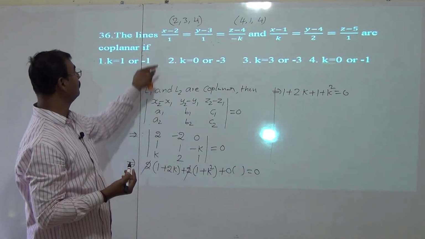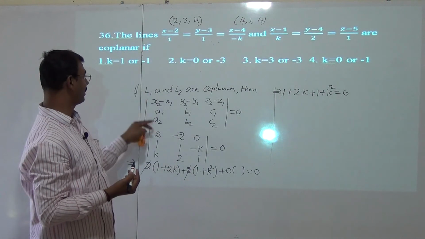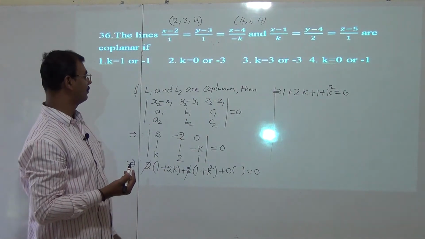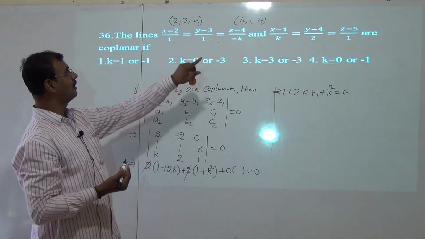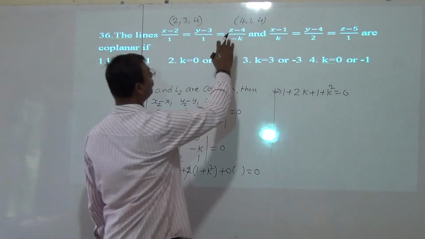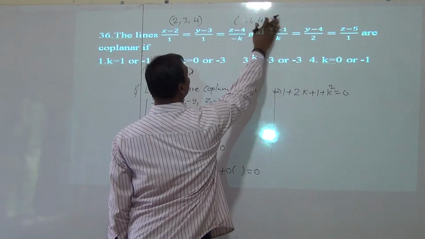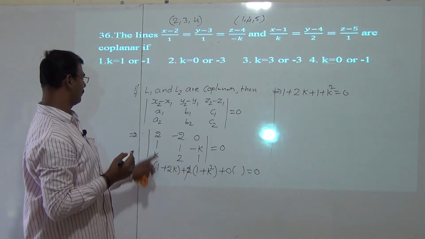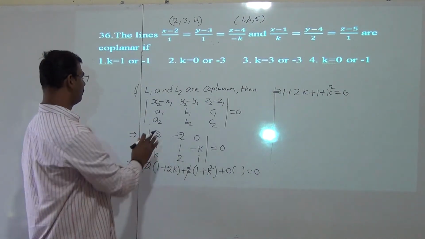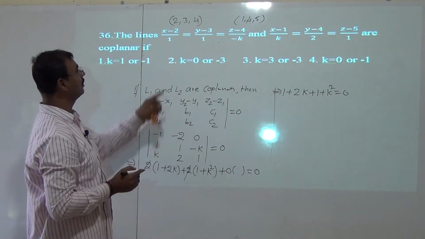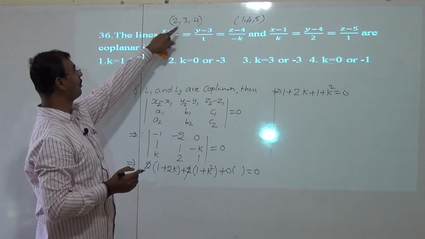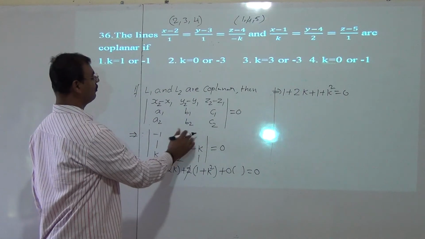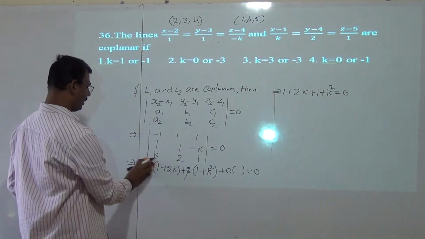Once again see here the problem. x minus 2, y minus 3, z minus 4. That is 2, 3, 4. x minus 1, y minus 4, z minus 5. Okay? That is 1, 4. Sorry, here the point is 1, 4, 5. 1, 4, 5 is the point. Now it becomes 1 minus 2. This is minus 1, correct? 1 minus 2 is minus 1. 4 minus 3 is 1. 5 minus 4 is 1. Clearly?